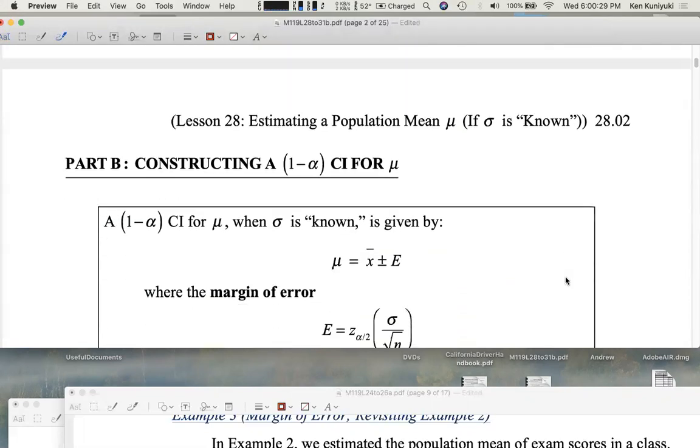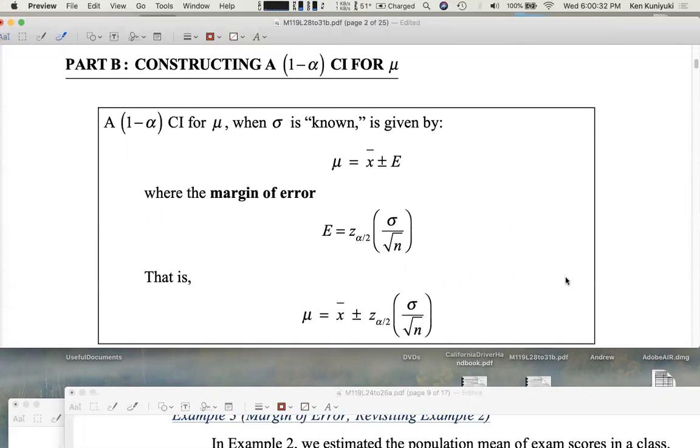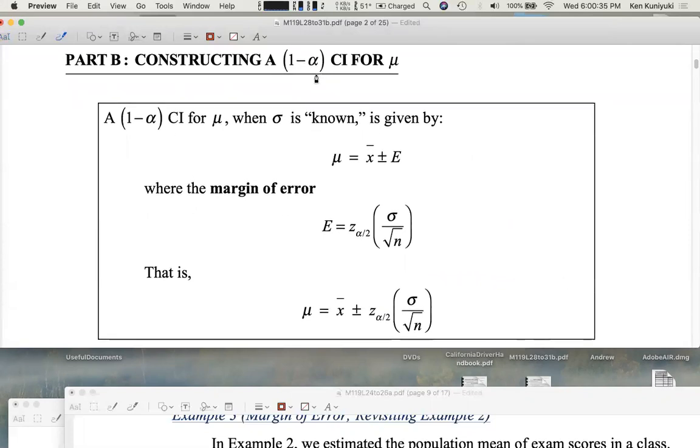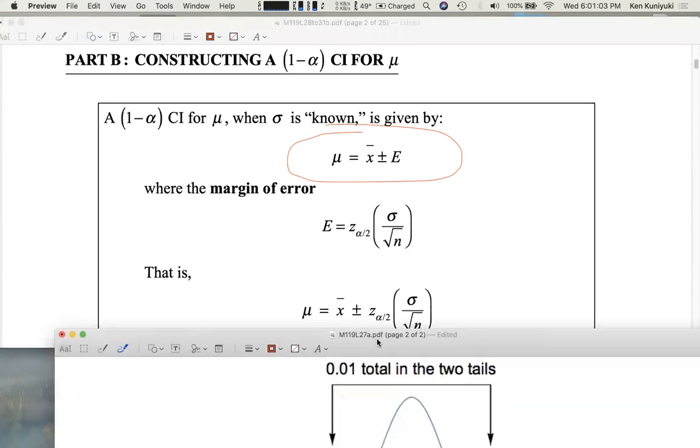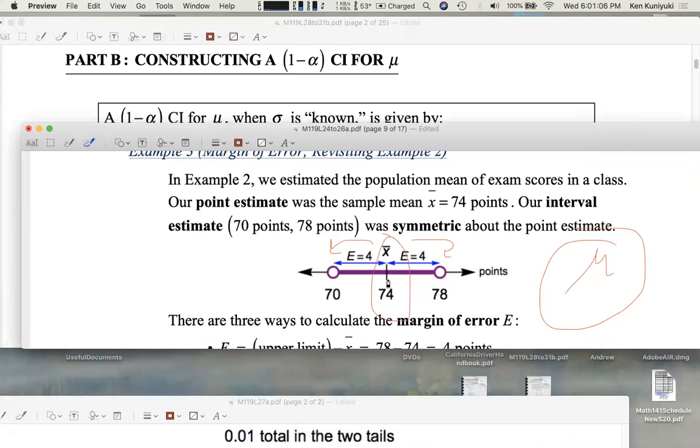All right. Now our formula for a 1 minus alpha confidence interval for mu, 1 minus alpha, it could be something like 0.95, 0.99, for example. That's a confidence level. The formula for the confidence interval takes on this form. The population mean mu, we believe it can be the sample mean x bar, give or take the margin of error e. Again, we're using plus or minus differently from, say, the quadratic formula in algebra. The idea is that we believe that the population mean is within e units of the sample mean.